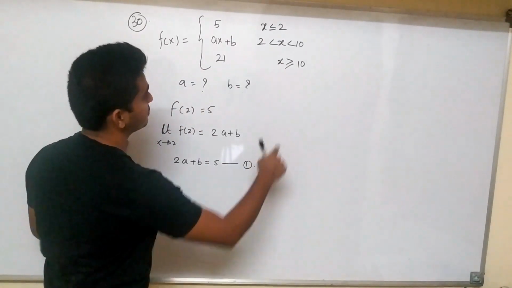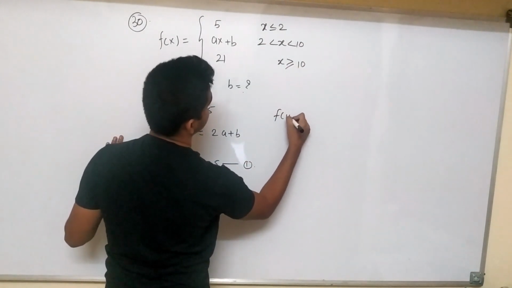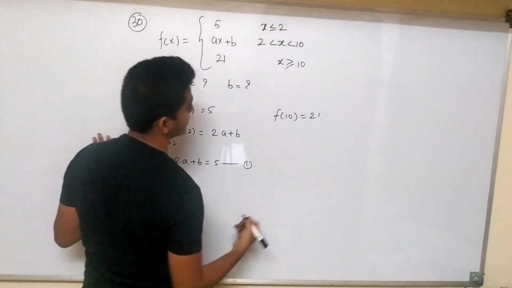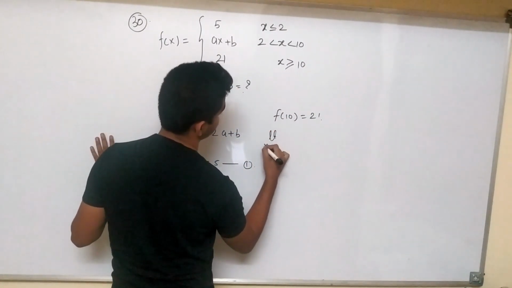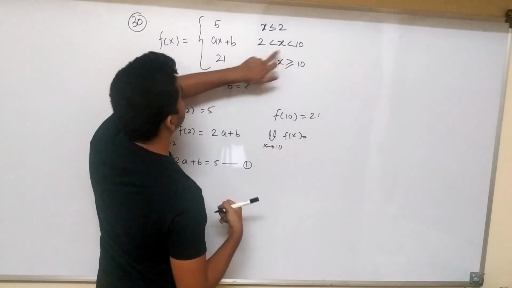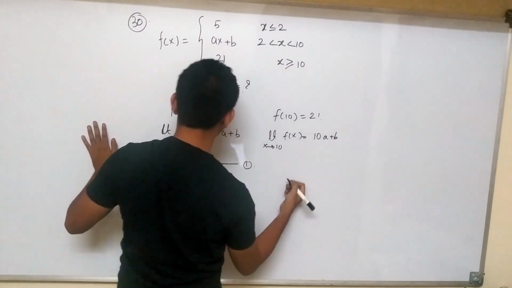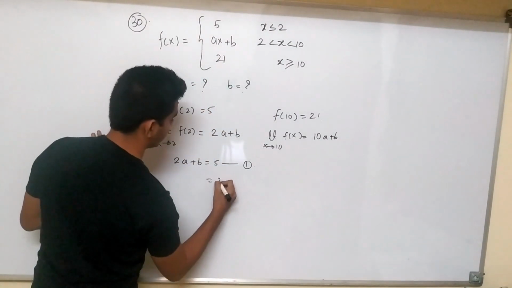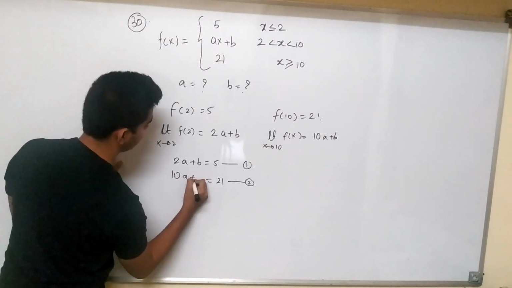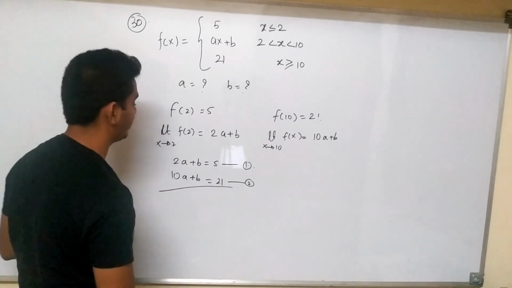And in the second case, we know that the point is 10. So you can plug in f of 10 equals 21, since it is given in this function. And in case of limit x tends to 10 of f of x, you plug in 10 over here, so it is 10a plus b. So the second equation is necessarily 10a plus b equals 21. Now you just need to solve these two equations and you can get your values.